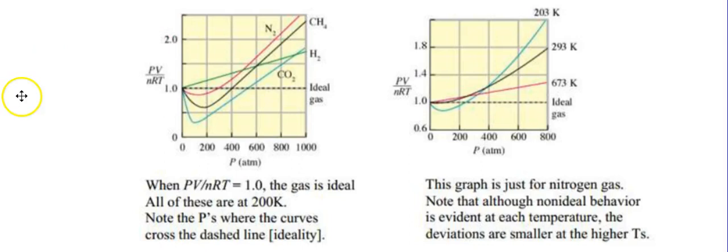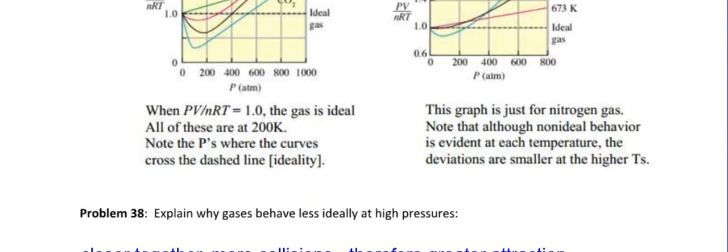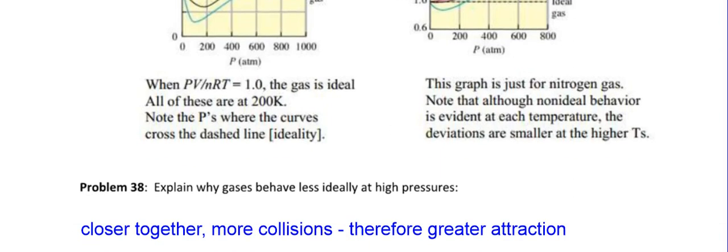Okay. So it says, number 38, explain why gases behave less ideally. So there's a certain phraseology you really need to kind of nail down here. If they're closer together, you get more collisions. You have a greater chance for attraction, okay? Again, go back to that idea of homecoming or prom or something where you have all these people on the dance floor and you're really, really crowded. The more collisions, the more that spark can occur, greater attraction.